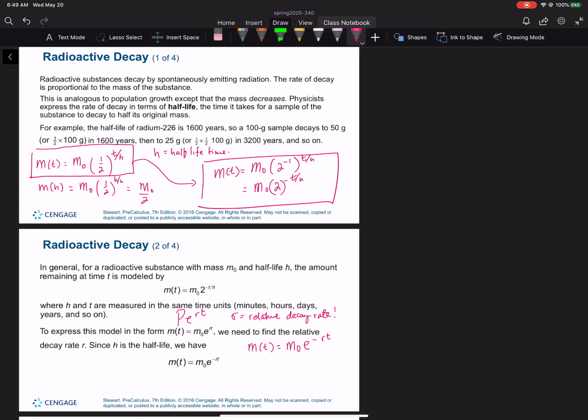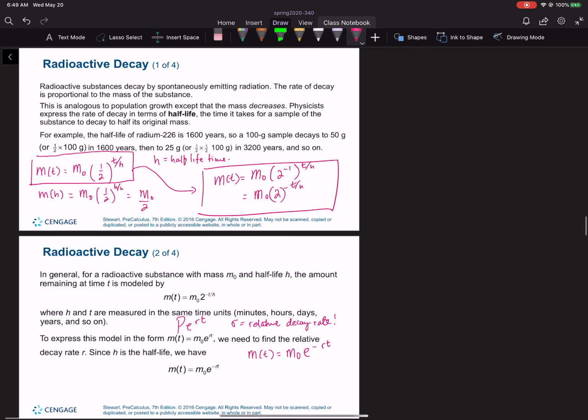Now the question is, what is this relative decay rate? We need to find it. It's not going to be given to us. If it's given to you, fine. But in most cases, we'd have to find what that relative decay rate is when we are dealing with radioactive decay. So one way to look at it is we do know what happens at the half-life.